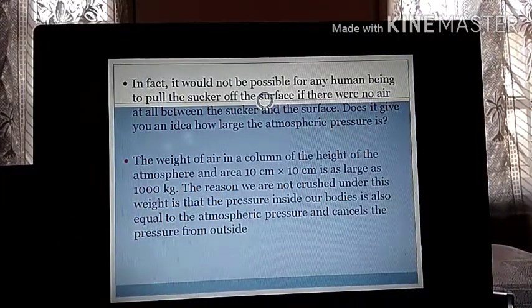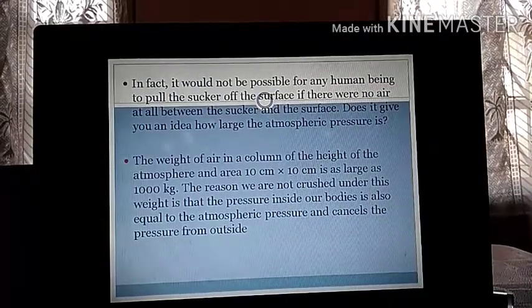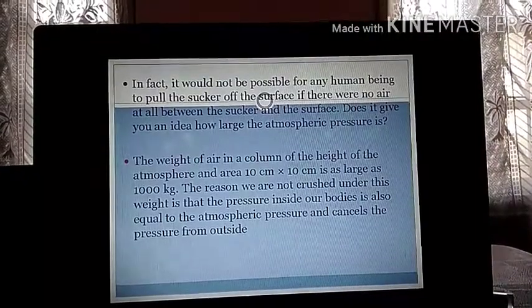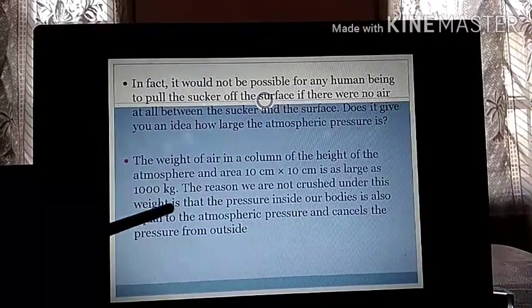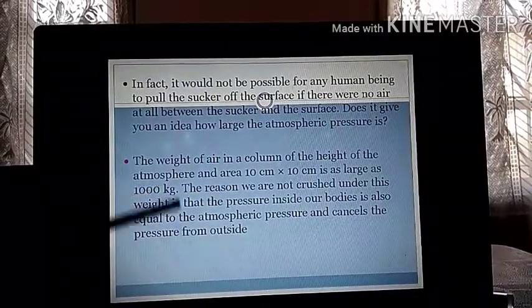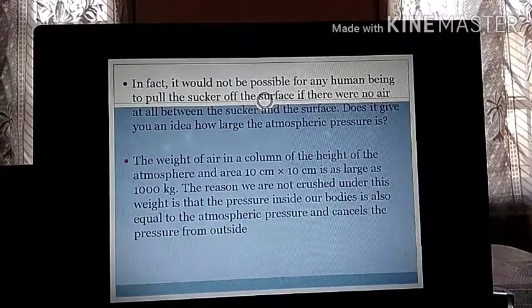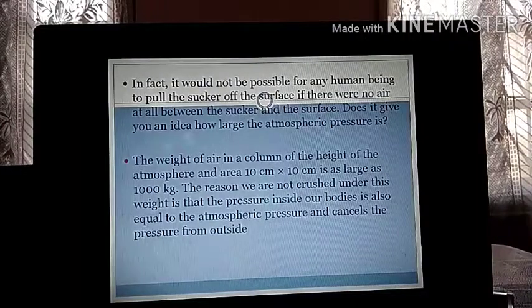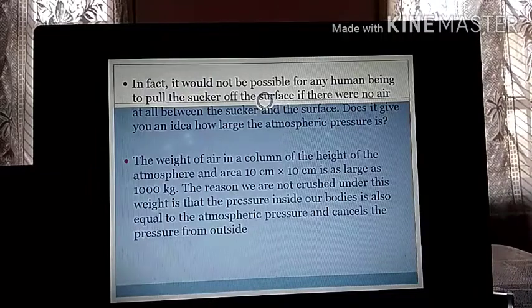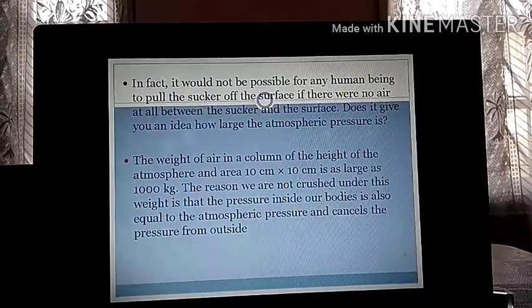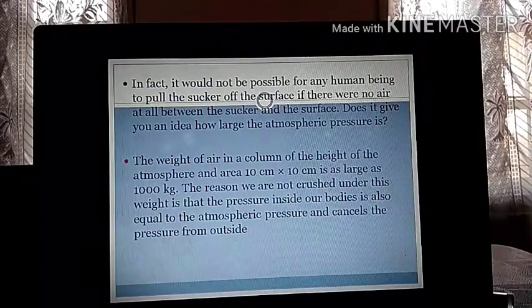The reason we are not crushed under this weight. Now you might be asking me, that's so huge, we are carrying 1000 kg of weight every day in our head. Then why are we not crushed under this weight? How come we are standing, we are sitting, we are doing our regular job? Okay. That is because the pressure inside our body is also equal to the atmospheric pressure. So whatever pressure that we have inside our body, that is equal to the atmospheric pressure in magnitude. Okay. That is why it cancels the pressure from outside. So atmospheric pressure is getting cancelled by the pressure that is there inside our body.